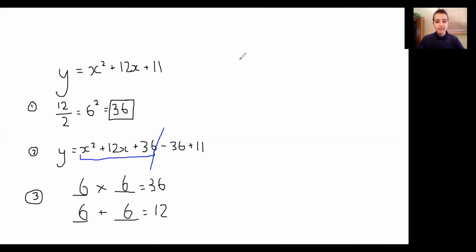So that number, we're going to insert into the brackets next to our x. So we're going to have y equals x, our number was positive 6, so we put in plus 6, all squared. So that's the first section done. And then for this second section, it's just a simple calculation. So minus 36 plus 11 gives us negative 25.